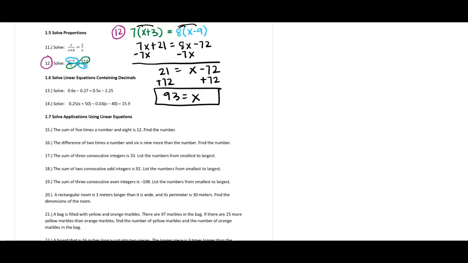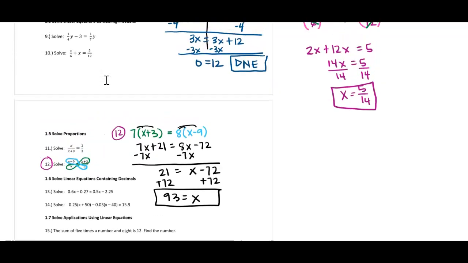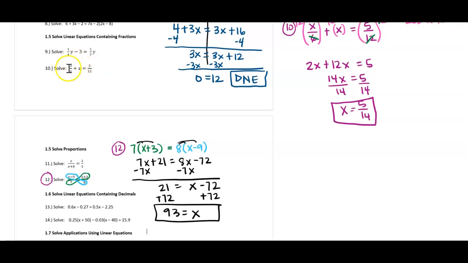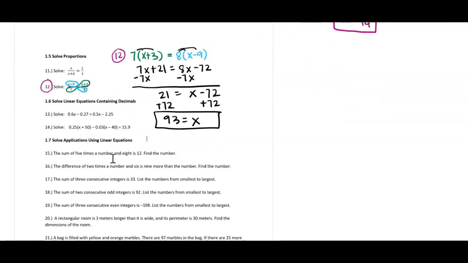Questions on that? How to solve those proportions? Remember, that only works if we have one fraction equal to another fraction. So let me just go back up here and make sure it's clear. Like, we couldn't do proportions on 9 or 10, because notice we have a fraction plus something equals a fraction. Right? It has to be a fraction equals a fraction in order to do this cross multiply. Okay? And maybe I'll just put cross multiply there next to it so you remember that's what we did on this.